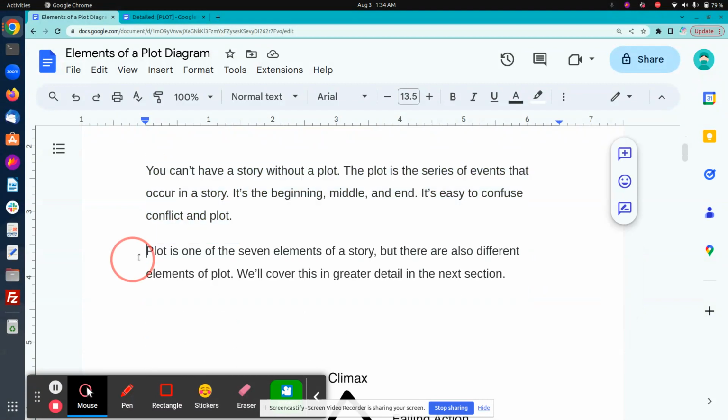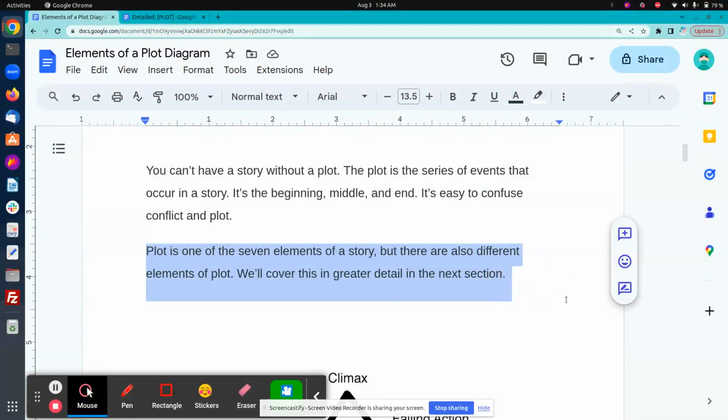So, plot is one of the seven elements of a story, but there are also different elements of plot. We'll cover this in greater detail in the next section. What you need to keep in your mind is that the plot is a list or the sequence of events in the story, and plot is one of the seven elements of a story. All right, we have different elements, and it is one of those. And plot itself has different parts. It has five parts, all right, parts of plot.